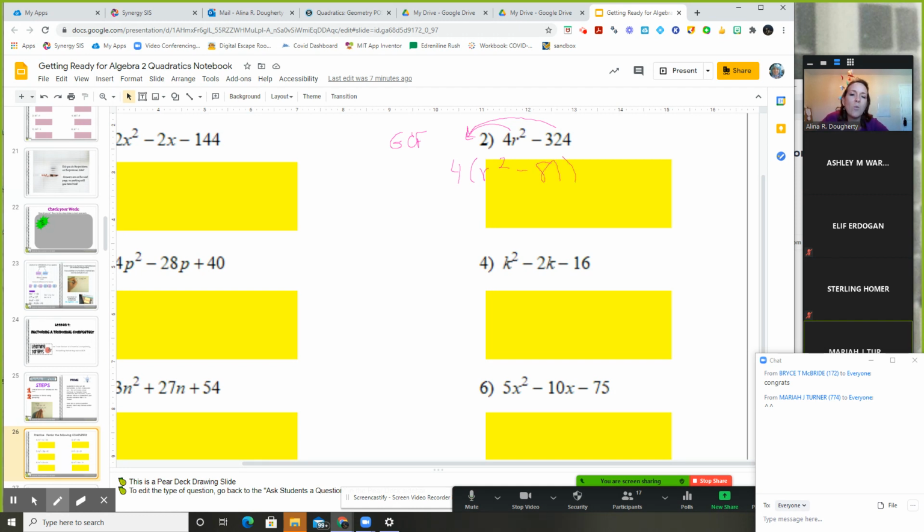Awesome. What pattern do we have there? Difference of squares. What was the pattern we just did with difference of squares?